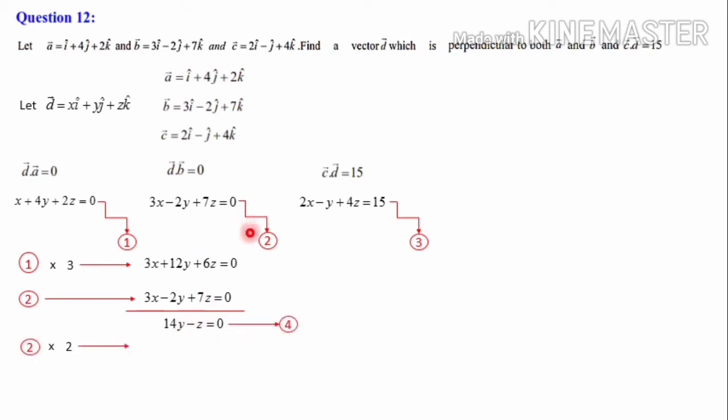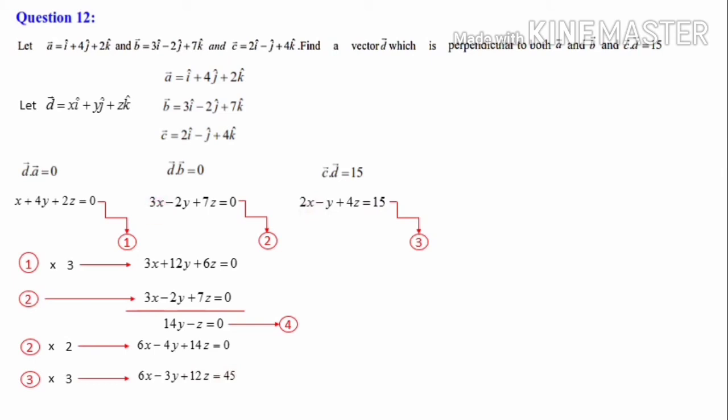Next, I am taking equations 2 and 3. Equation number 2 into 2 gives 6x minus 4y plus 7 into 2, 14z, is equal to 0. And equation number 3 into 3, when you multiply it, 3 into 2 is 6x minus 3 into y, that is 3y, then 4z into 3, that is 12z, is equal to 15 into 3, that is 45. Here also we made the x coefficients equal.